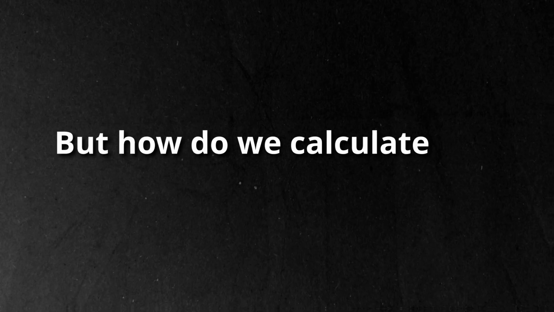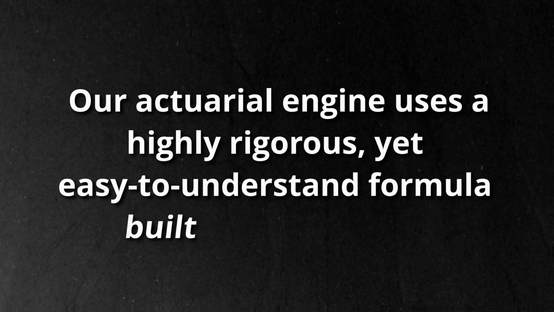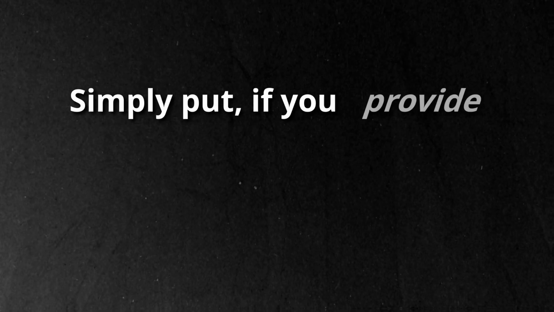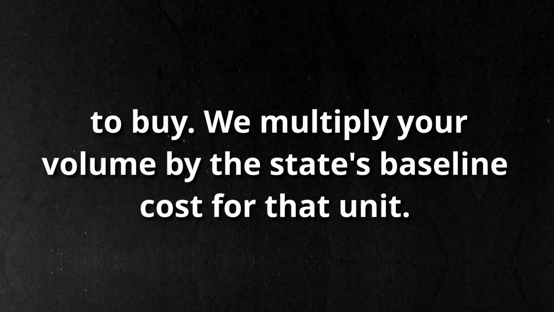But how do we calculate that final dollar amount? Our actuarial engine uses a highly rigorous, yet easy-to-understand formula built on 3 pillars. First is the immediate subsidy offset. Simply put, if you provide a meal or a bed, that is a unit of service the government didn't have to buy. We multiply your volume by the state's baseline cost for that unit.